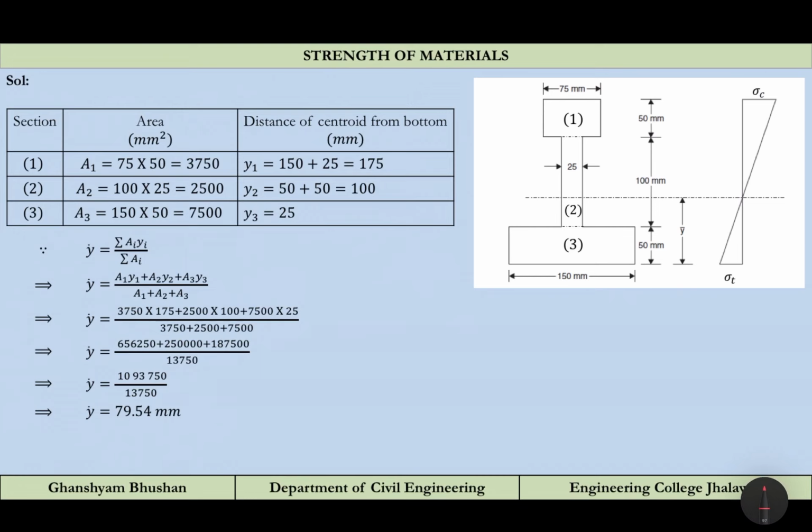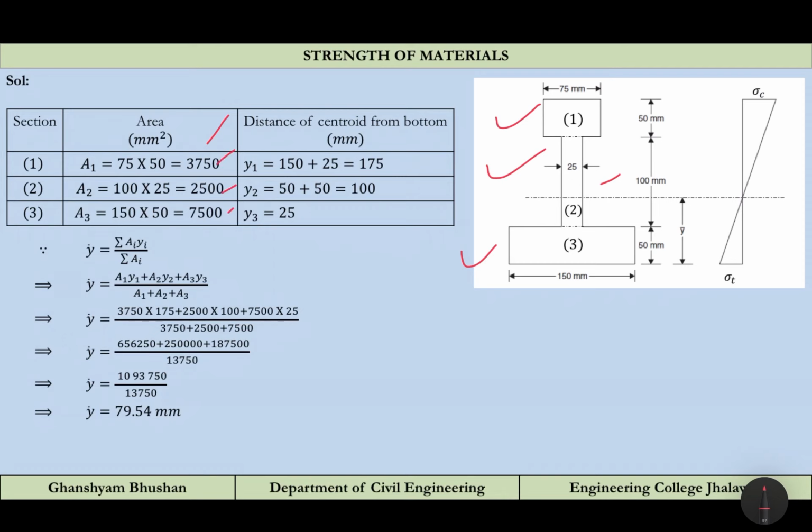What we have done is divided this I section into 3 rectangles: rectangle 1, 2 and 3. Area is given as 75 into 50 for the first section, 100 into 25 for the second section, and 150 into 50 for the third section. These areas you can easily calculate.